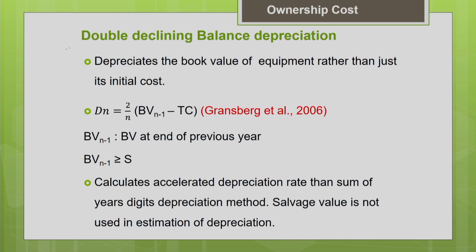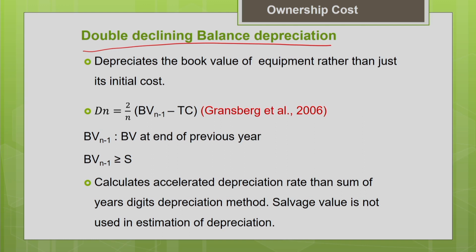Now let us move on to the next method of estimating the depreciation. It is nothing but the double declining balance depreciation method. This method is more accelerated when compared to the sum of the years digit method. That means the depreciation estimated is going to be more in the early age of the machine, even when compared to the sum of the years digit method. People more commonly prefer this method, as I told you, to enjoy the tax benefits.